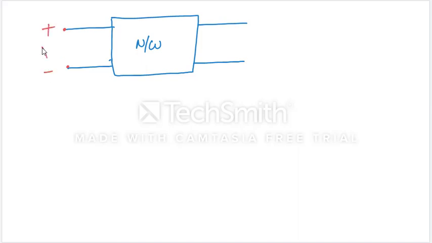Plus minus, I can say V1, and this current is I1. Whatever current is leaving, the same current has to return. And this is the second port. If I apply some other supply V2 and this current I call I2, the same current I2 will return.